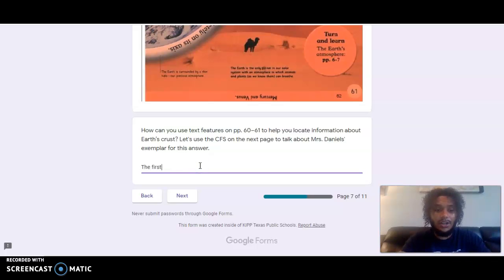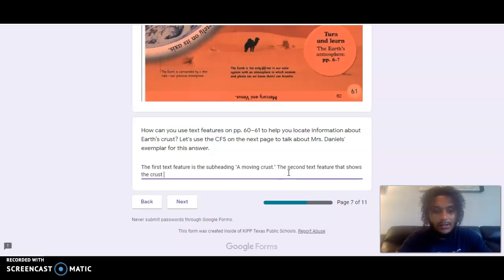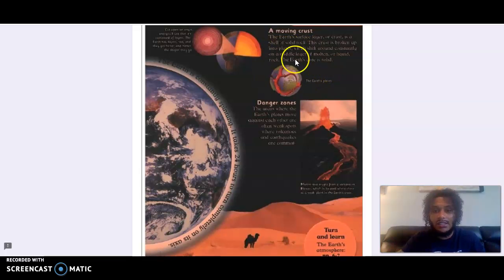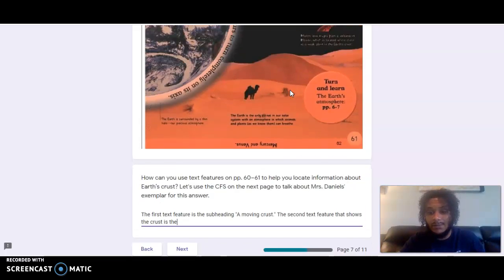The first text feature is the subheading, and I have to go back, a moving crust. And I should put that in parentheses so my teacher knows I got it from my book. The first text feature is the subheading, a moving crust. The second text feature that shows the crust is, what did we say? The little picture of the earth and its plates, right? Showing us how the earth is broken up into plates by its crust.